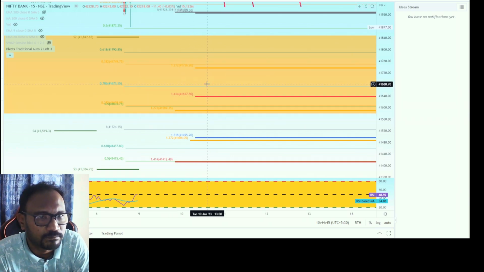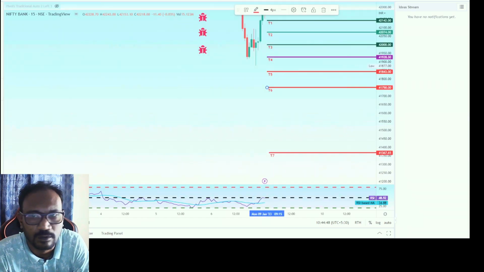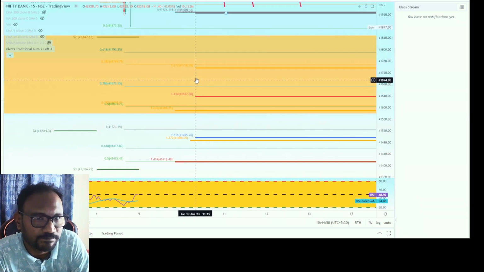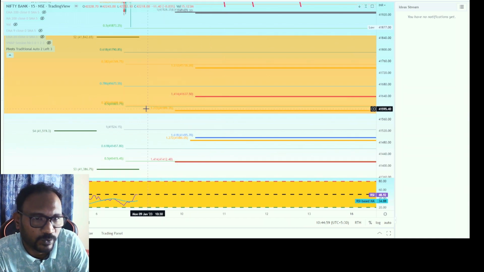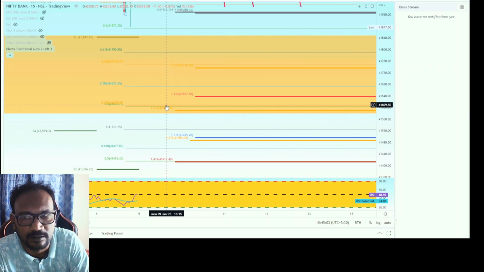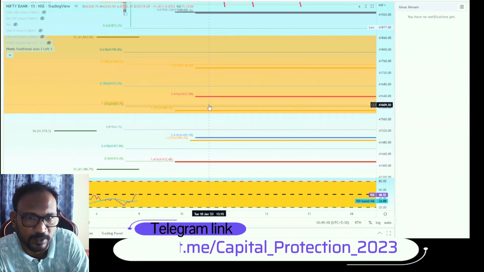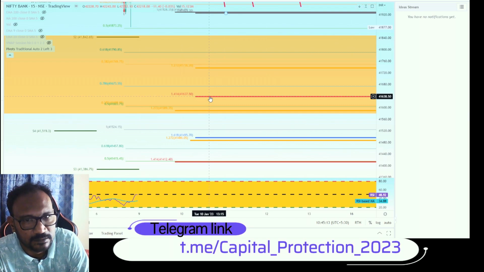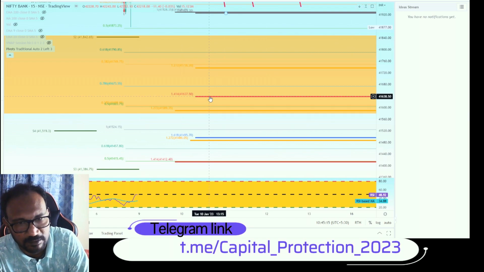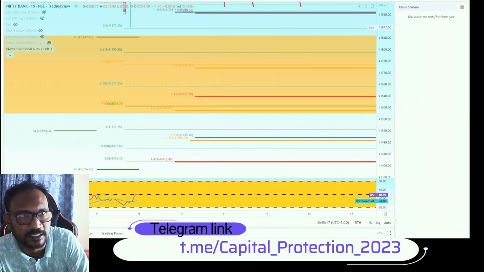Then that is 750. Then here you have 786, 1.414, 0.5. I would take 0.5. That is about 41,610. But the gap is about 140 points. So in that case, I will take this middle, 41,638.